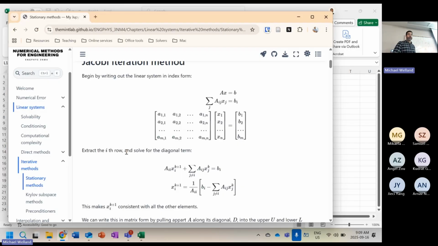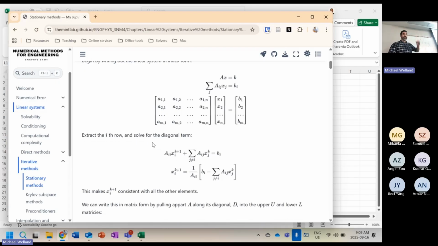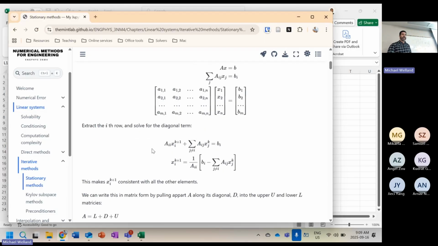The idea, what you're doing with this one, is that you're going to extract your ith row. So this is an iterative thing. You're going to loop through all your rows. You're going to take one, and you're going to solve for the diagonal term. So you're going to extract that guy. You're going to shift everything else over here, and you end up with this update equation. So you want this particular element. You extract that from this solution, and you solve. What would this have to be, assuming that these guys are correct?